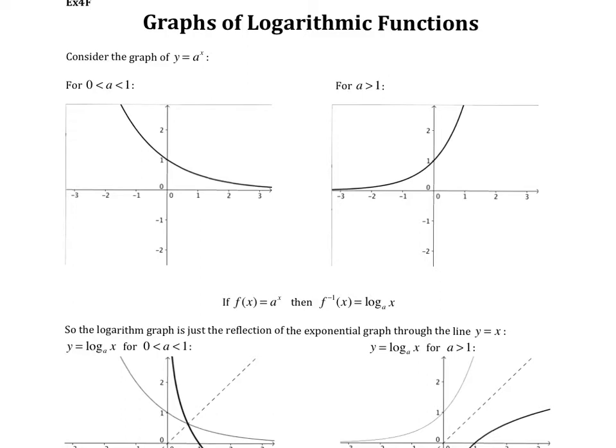Okay, so first we're considering the exponential graph, y equals a to the x. If a is between 0 and 1, so it's like a half or a third or 2/5, then the function looks like this one here going downwards from left to right. But if a is bigger than 1, so 2 or 10, the function's going upwards, like that.